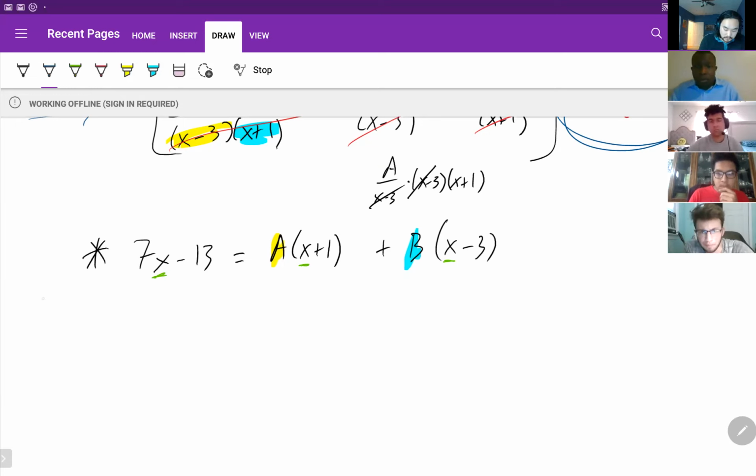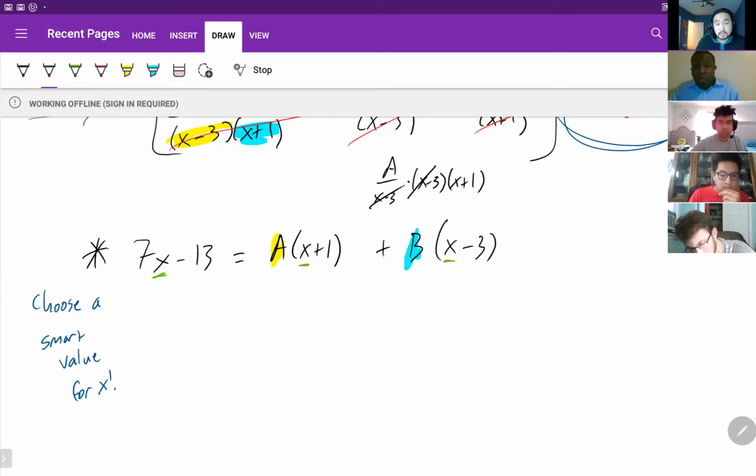What I need to do here is choose a smart value for X. What do I mean by smart value? Well, if I plug in, let's say, 0 for X, will that eliminate one of A or B? In this case, no, it's not going to. A and B are going to stay alive. We need to kill off one of them so that we can solve for them. Do you see what I'm saying here? So I'm not going to pick 0 for X.